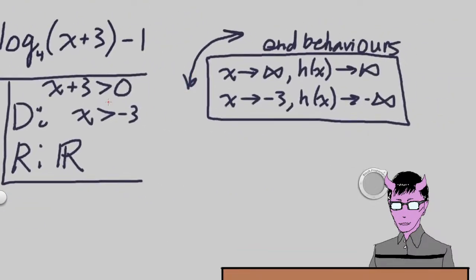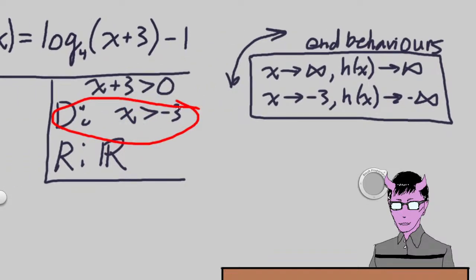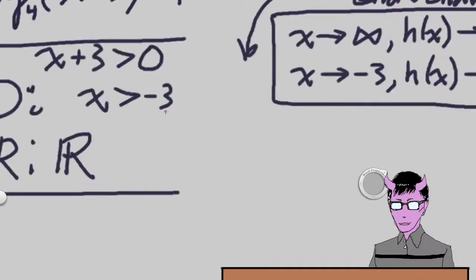And of course, summarize the wall. Just extract it straight from the domain restriction. So x has to be greater than negative 3, which means x cannot be negative 3. So that's the VA.